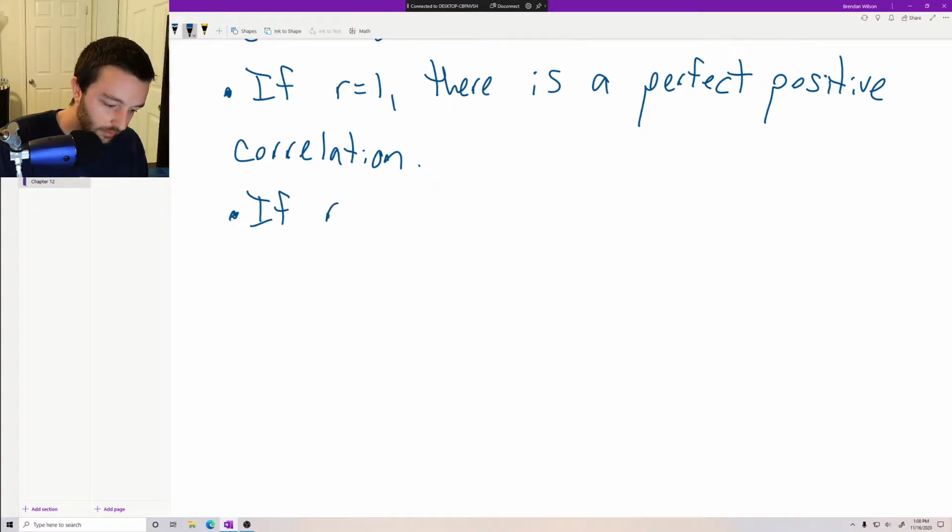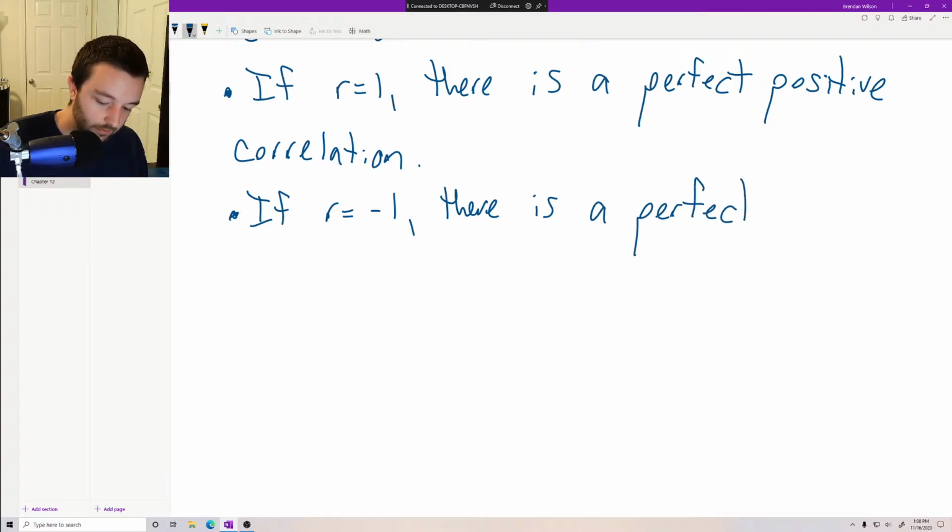If R is equal to -1, there is a perfect negative correlation. Okay.